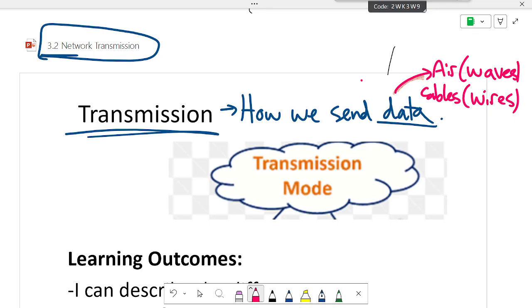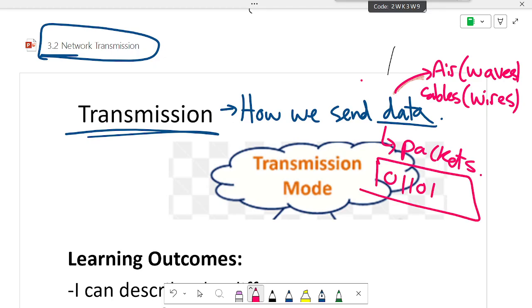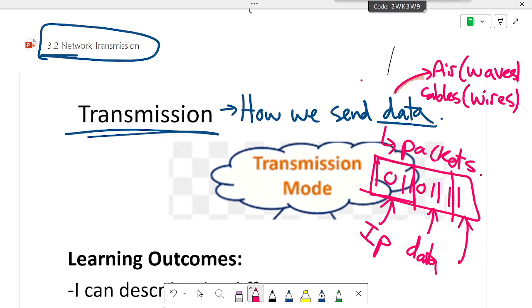Now, when we transmit, we actually send the data in packets. Okay? Internet packets. You have a whole bunch of ones and zeros in a packet, where part of the packet will be like an IP address, then you have your data, and then you also have some other data in there. So it's split up into different packets, and when we're studying data, we're studying binary.